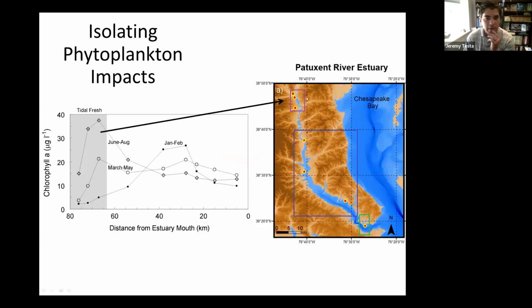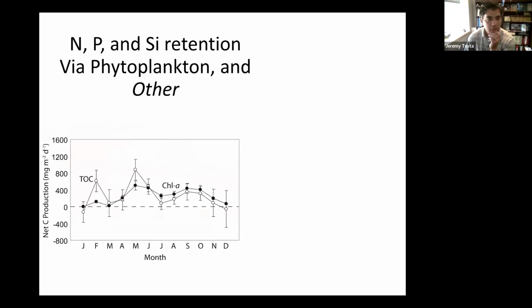So one thing to know about this system is that, yes, it's dominated by wetlands, but there's also pretty intense accumulations of algae that happen here. So you're just looking at chlorophyll in the surface water over the salinity gradient in the estuary. And this top line here is the summer condition. So you can see in this tidal fresh region where all the wetlands are, there's also a big amount of chlorophyll in the summer when the wetlands are most active. So I needed to try to account for that in this budget.